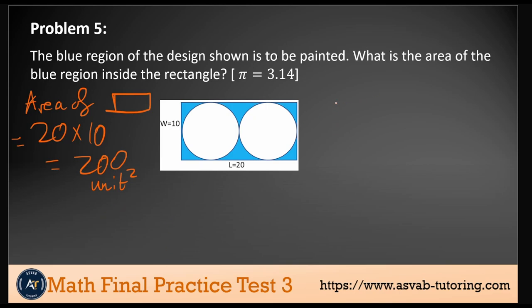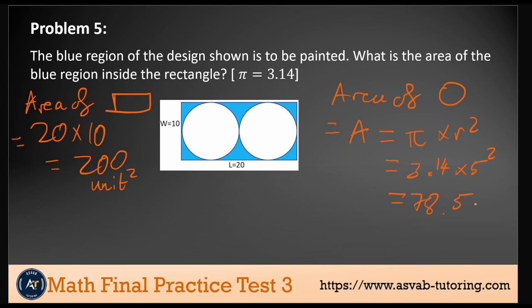So the area of one circle equals pi times r squared, where we have 3.14 that we are already given as the value. We don't have to use the actual pi value, multiplied by 5 squared. Then we get 78.5 units squared. Okay, so now we can figure out the shaded area.